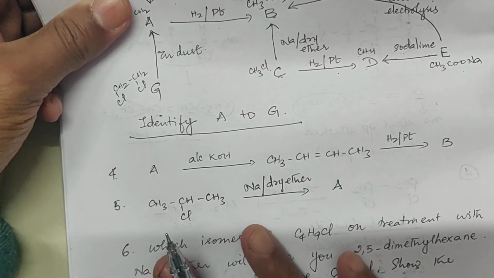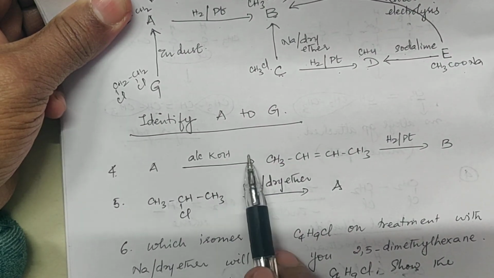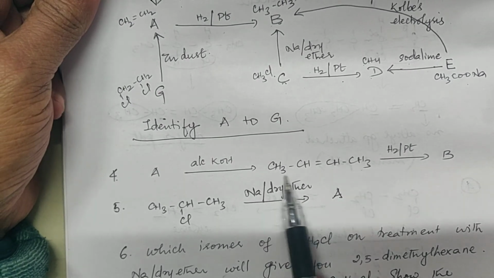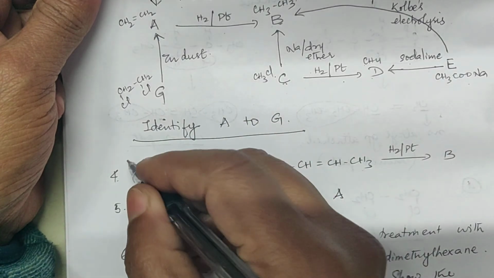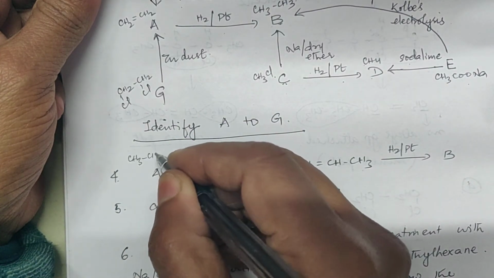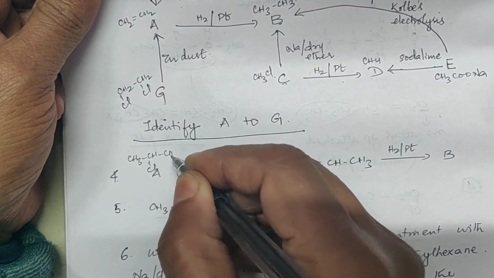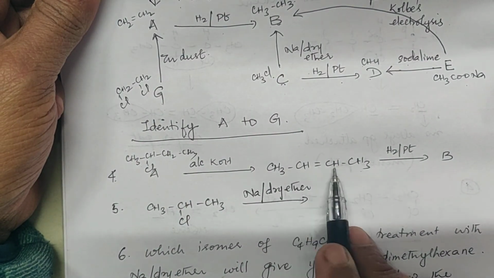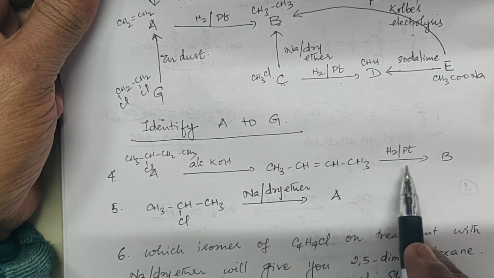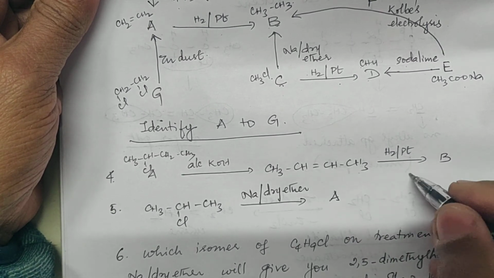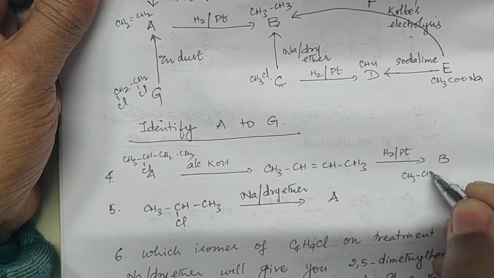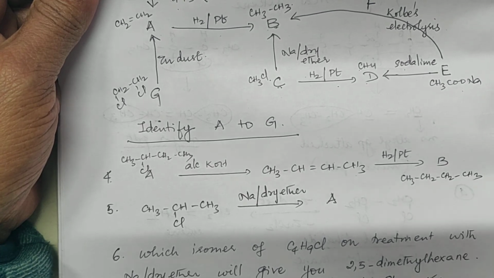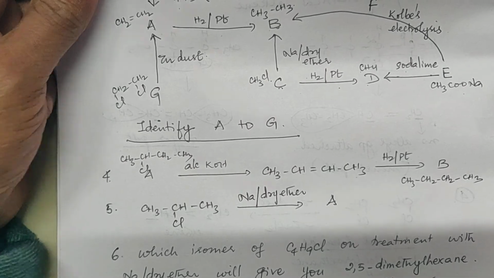Right? Okay. Now A on treatment with alcoholic KOH is giving you this. So what should this be? It should be CH3, CHCl, CH2, CH3. From this, this will be the major product. Now if you hydrogenate it, you will get CH3, CH2, CH2, CH3. The alkene will become alkane.